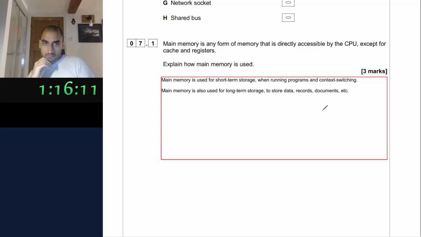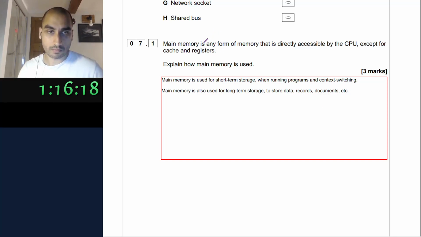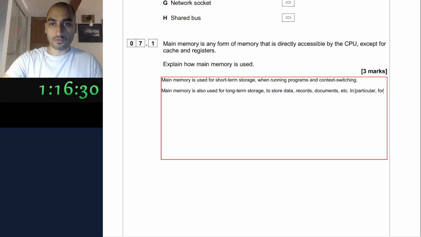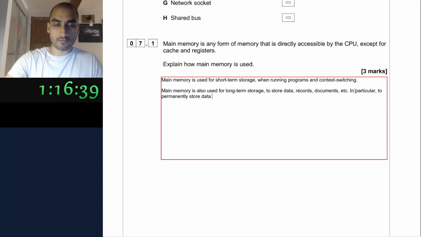Main memory is any form of memory. Main memory is your short-term storage for running programs and context switching. In particular, to permanently store data for when we switch off the machine.